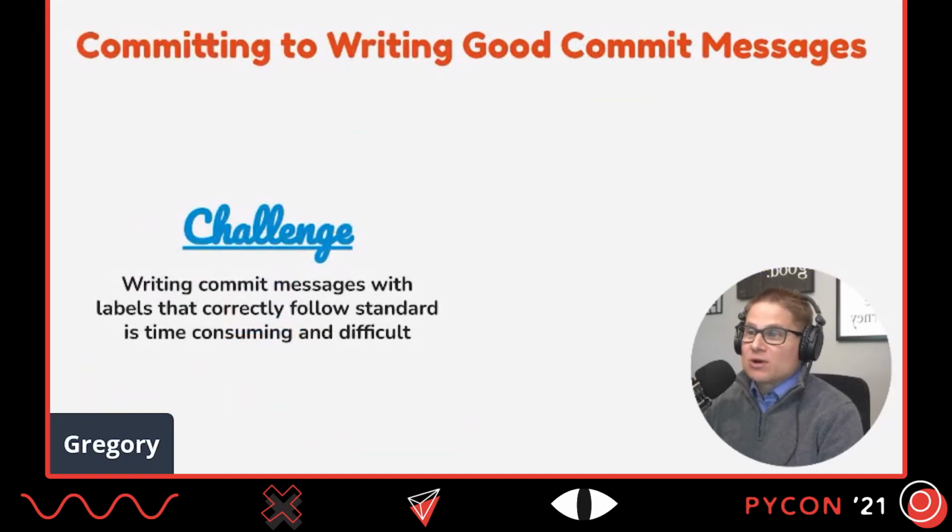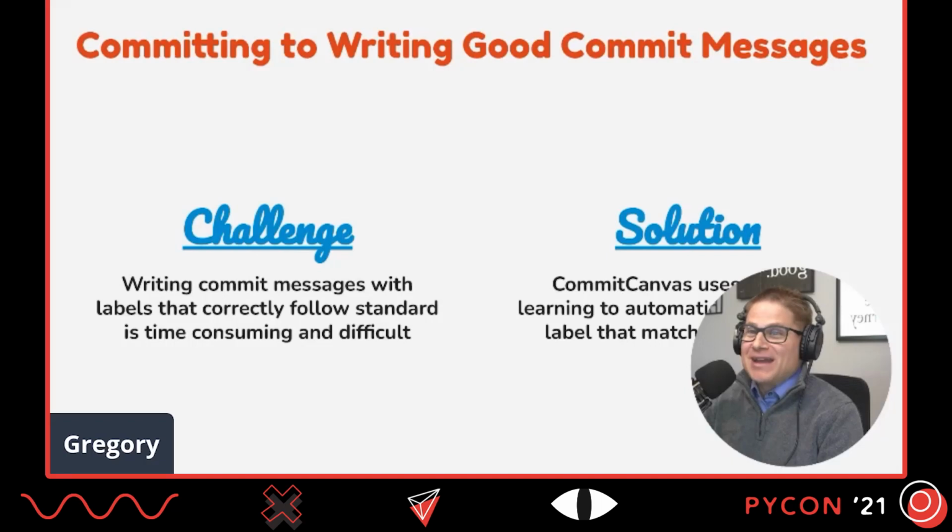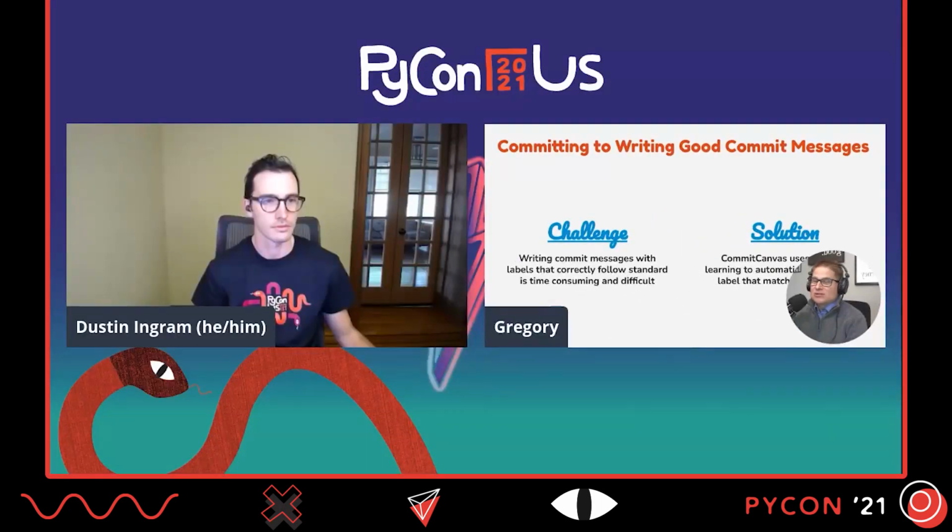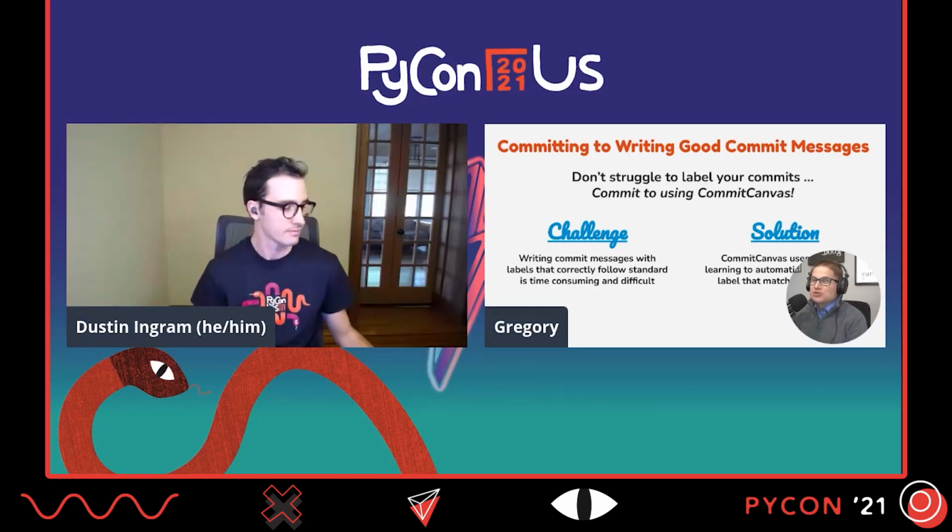Finally, let me draw this short presentation to a conclusion. I first presented to you the following challenge of writing commit messages with labels that correctly follow the standard and pointed out that this process is both time-consuming and difficult. And then I presented an exciting solution. There's a Commit Canvas tool that you can use to automatically produce those labels. So I hope you won't struggle to label your commits in the future and instead commit to using Commit Canvas.